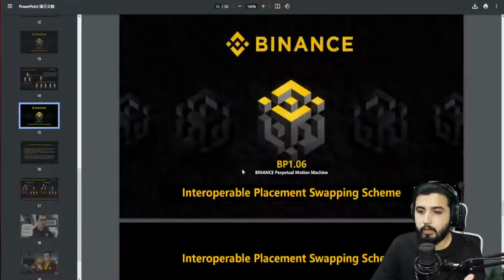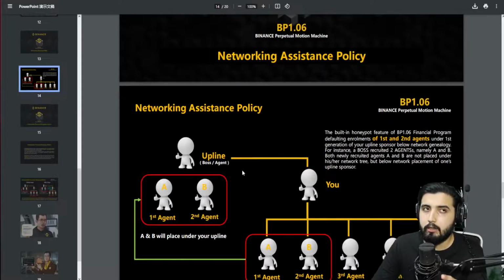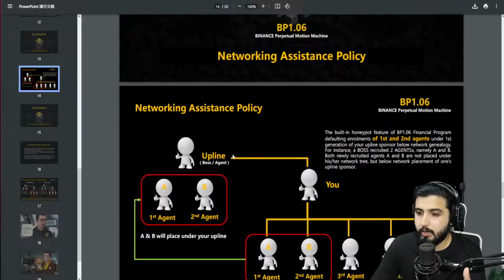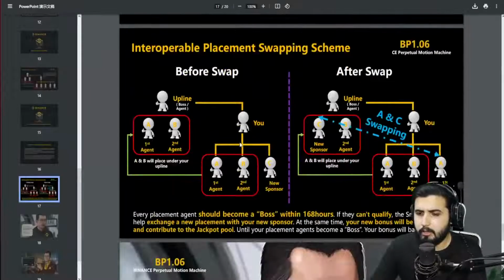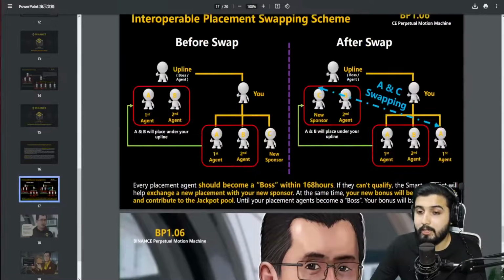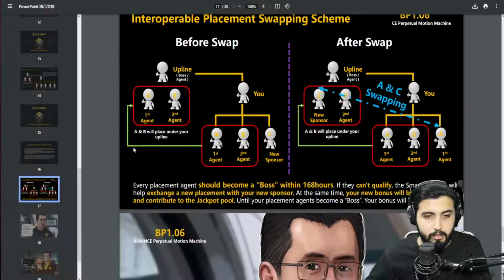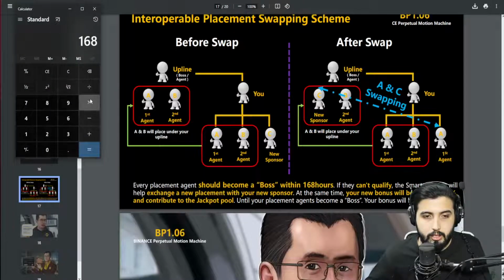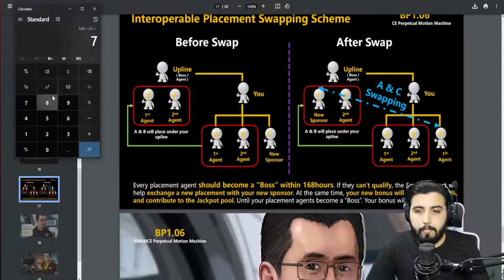So these two are not really bonuses, but policies, mechanisms that are in place to keep the hierarchies and structures running smoothly. So yeah, I think this was also important to understand because you can meet these criteria. You have 168 hours, and if we divide 168 by 24, you have about 1 week. In 1 week, you need to qualify yourself and make yourself a boss.